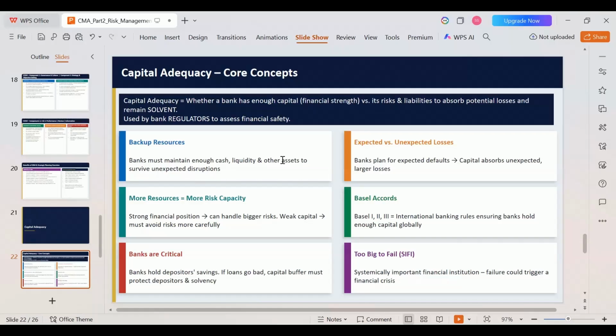Then Basel Accords. So these are international banking rules. Here, international banking rules ensure banks hold enough capital globally. So there are banks that are globally present. So their capital has to be present in a sufficient manner. They should have sufficient capital. Then too big to fail. As I told you, banks should not fail in a country. If it fails, then it could cause severe financial crisis for the country.